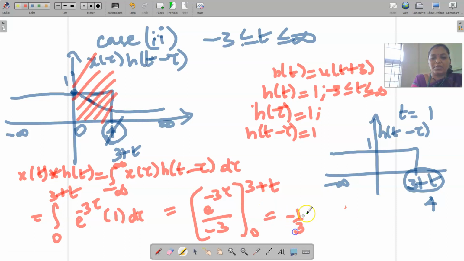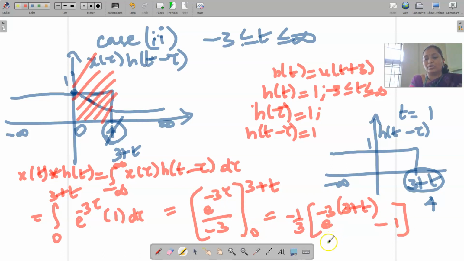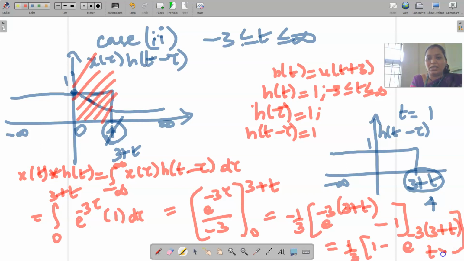You can take minus 1 by 3 commonly outside, e power minus 3 into 3 plus t, okay, and then minus e power 0, which is 1, okay. So, if you rewrite this expression taking minus inside, 1 by 3, this will become 1, this will become minus e power minus 3 into 3 plus t. So, this is the case for t greater than or equal to minus 3.